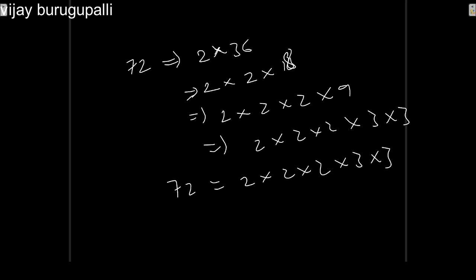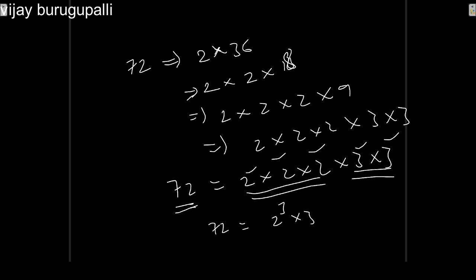That means we are representing 72 in the form of a product of its prime factors. Here 2 is a prime number and 3 is also a prime number. So we are representing 72 as the product of its prime factors. So we can write 72 as 2 cube into 3 square. This is the concept of prime factorization, that means rewriting the given number as the product of its prime factors. I think the factorization concept is clear.